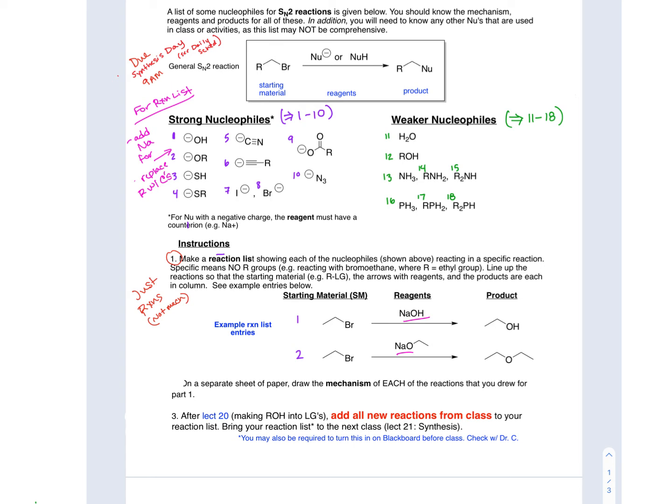For the weaker nucleophiles, they don't need a sodium or anything because they don't have a charge. So you're just going to keep those as they are for the reagent, the thing that goes over the arrow. Just leave it like it is. What's going to be different about these is when you do the product, if you'll remember from the mechanism, there are 2 steps, right?